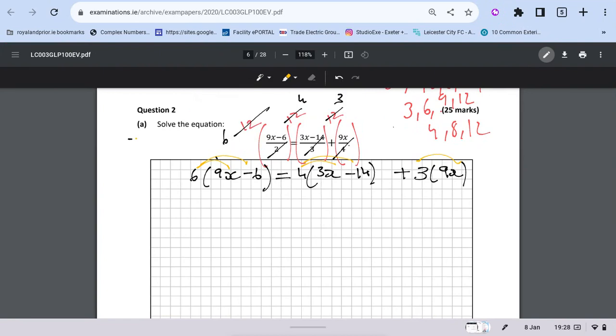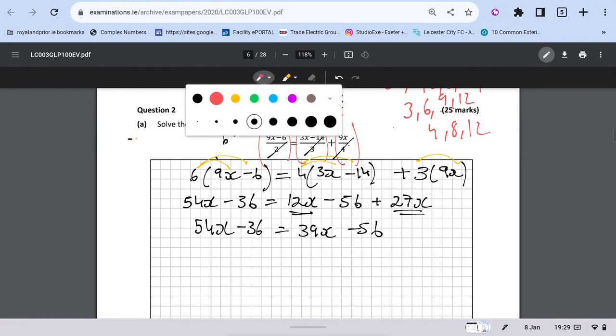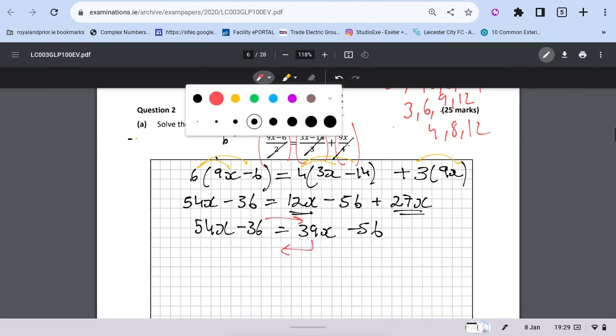So 6 times 9x, 54x. And before I move it across, I might just tidy up my letters with each other. So on the left hand side, there's nothing to pair up. On the right hand side, 27 and 12x giving me 39x. And I'm just going to bring my letters to the left and numbers to the right. And whatever comes across, the sign changes.